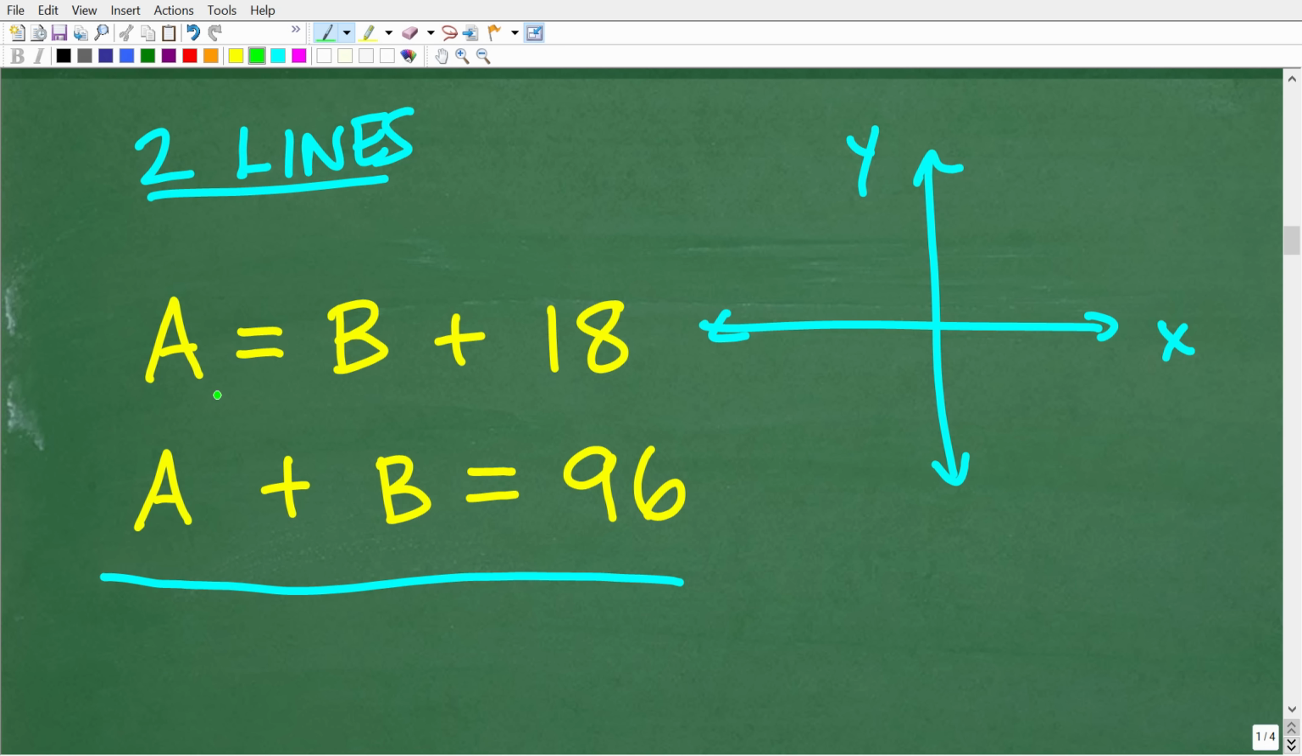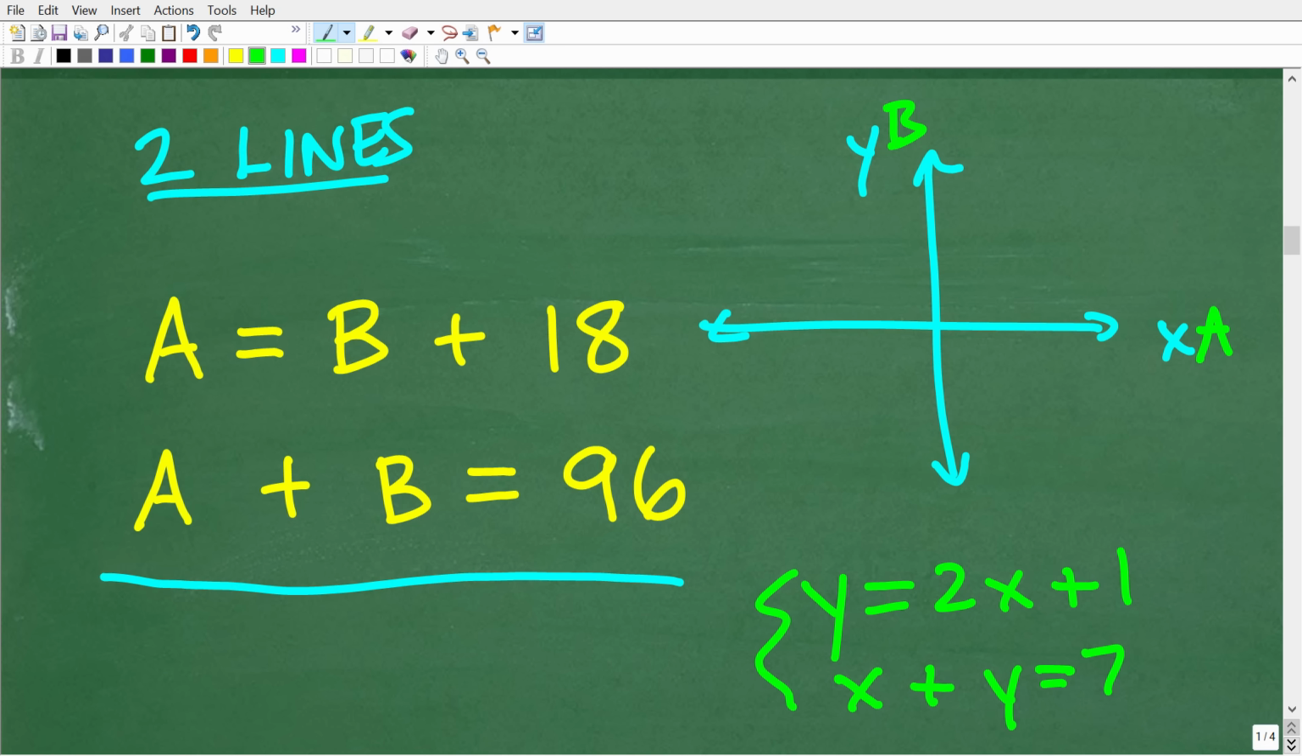So here, this A is equal to B plus 18. We could change these axes from x and y to A and B. But let's just forget about the A and B here. Let's just imagine we had equations like y equals 2x plus 1, and maybe x plus y is equal to 7. All right, so here we have two variables, and we have two equations just like this right here, A and B.